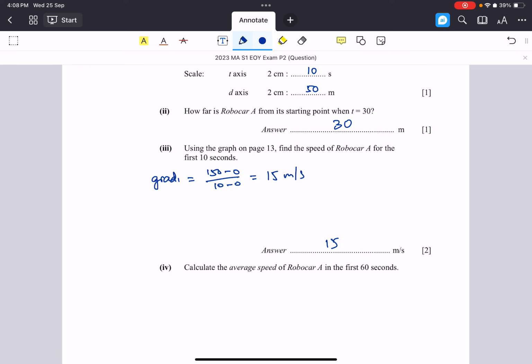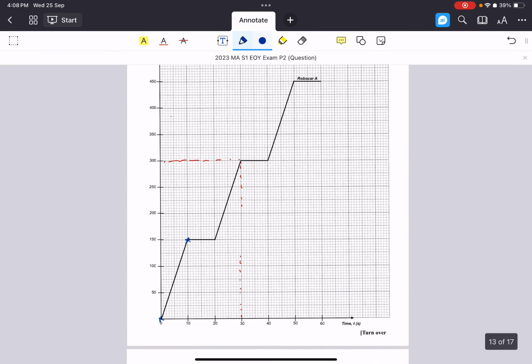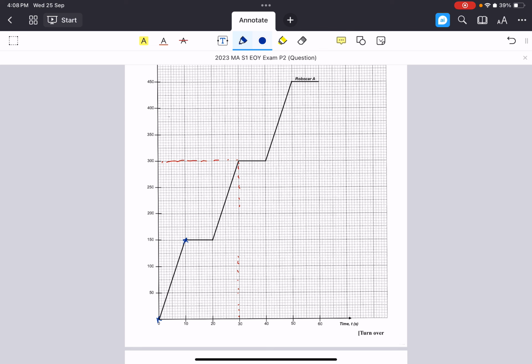Now finally, the last part, they say calculate the average speed of robocar A in the first 60 seconds. Average speed is total distance over total time. So what is the total distance in the first 60 seconds? It's all the way up to here. The total distance there is 450, and the total time taken is 60 seconds.